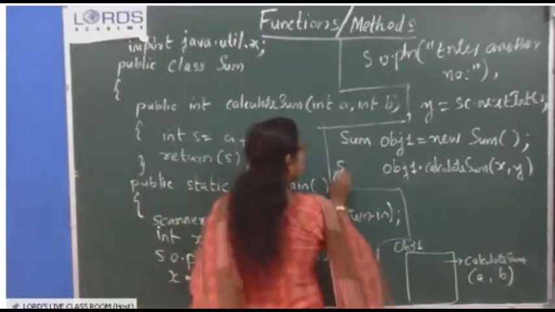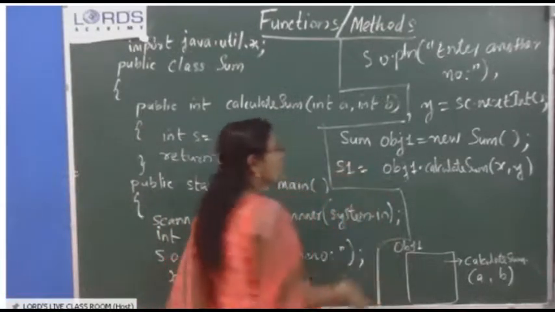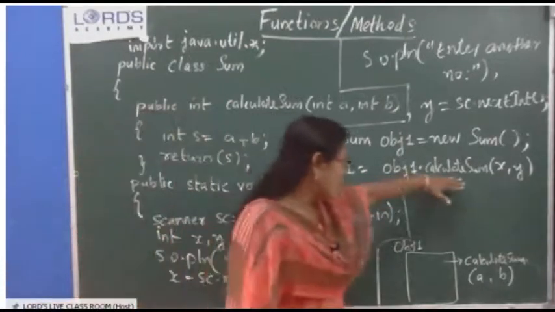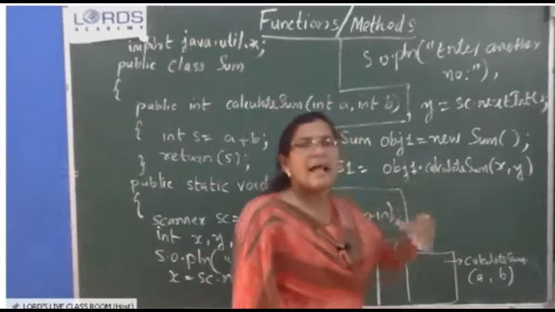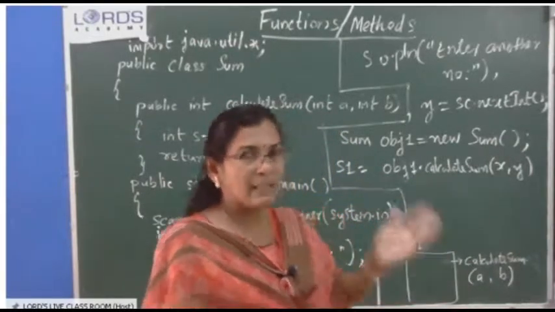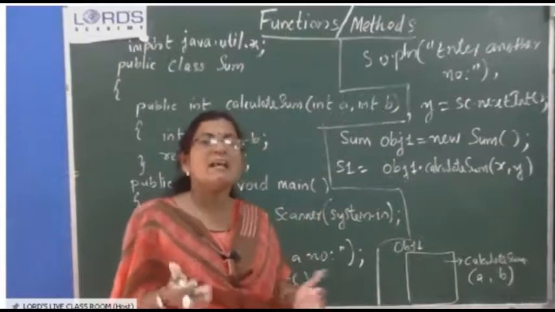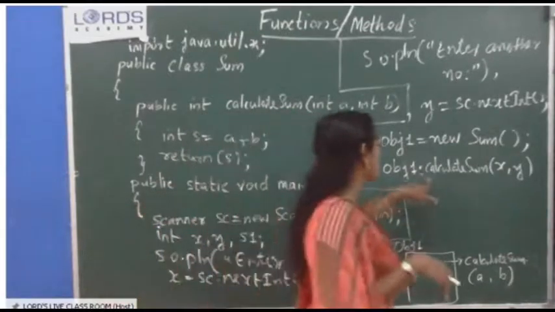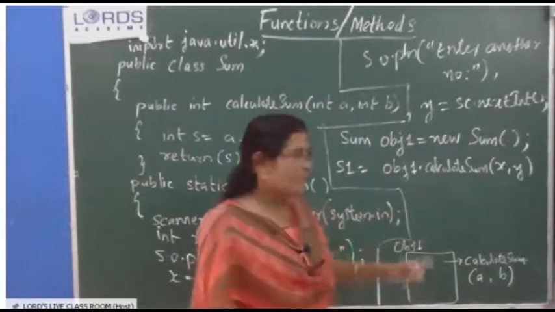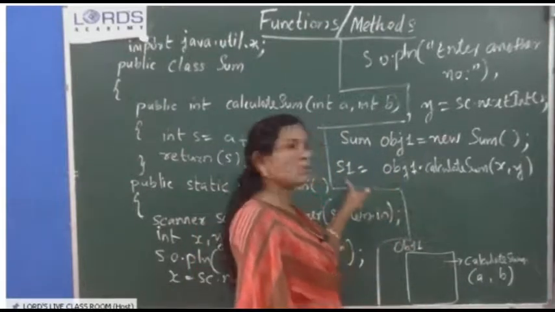So, here S1 equal to obj1 dot calculate sum. So, you are invoking the calculate sum method and giving the values of x and y to that method. The method performs the calculation and returns the result back to the same place where the method is called. And so, that value will be stored in S1.